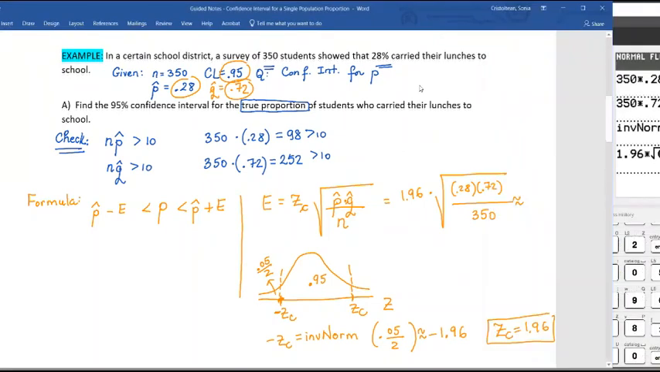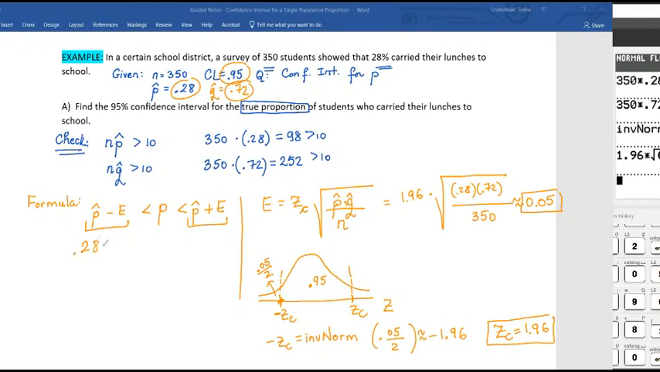By doing so, we find the answer for E, which is the margin of error. And the answer is 0.05. Now this margin of error should be added to p hat and subtracted from p hat to find the lower and the upper bound. So 0.28 minus 0.05 will be the lower bound, and 0.28 plus 0.05 will be the upper bound. I'll write the answer as an interval. This will be 0.23, and this will be 0.32. So we can say with 95% confidence that the true population proportion of students who carry their lunches to school is between 23% and 32%.